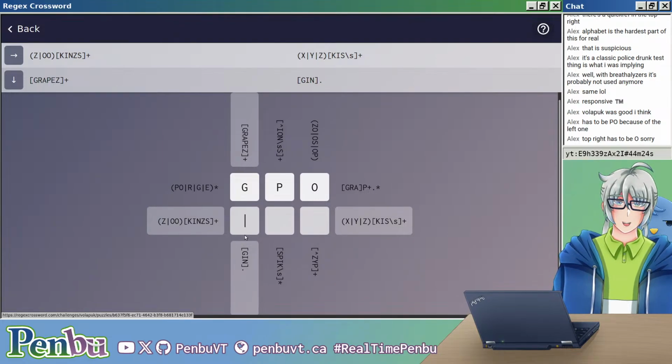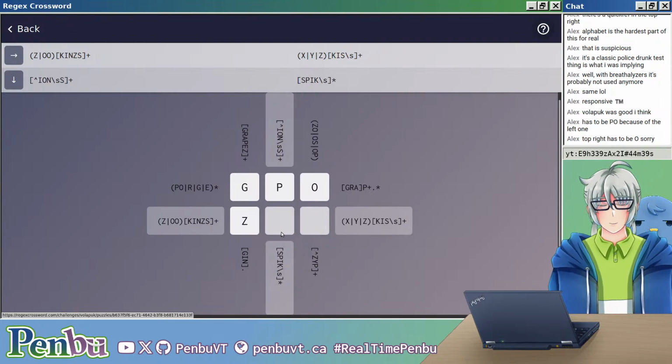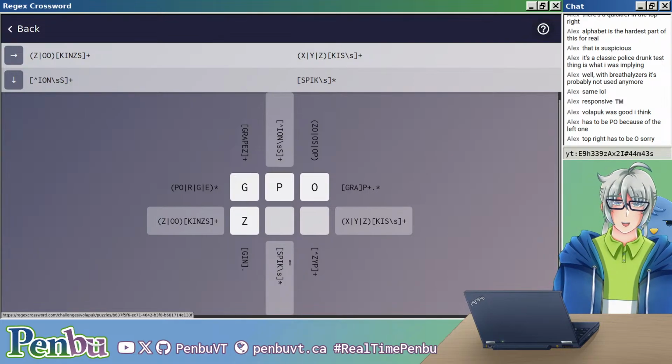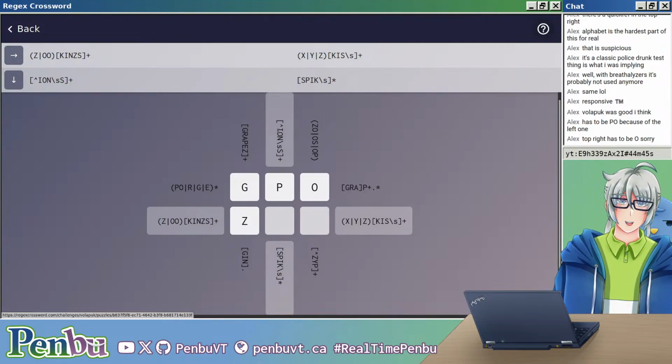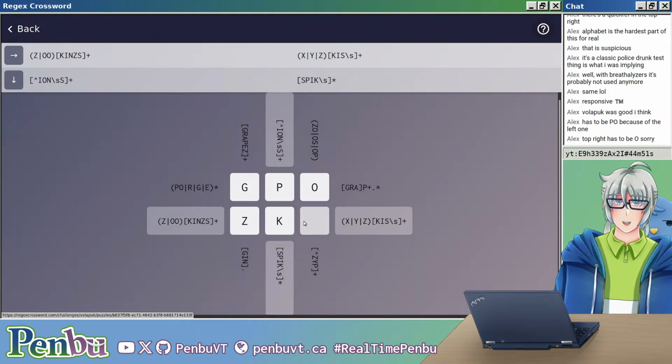Next one. This is forced to be X, Y, or Z. The only overlap there is the Zs. And then KINZS for one of these. So the overlap there is an S or an I. But this is not an I, not an S. I think K is actually an overlap there too. That's a K.